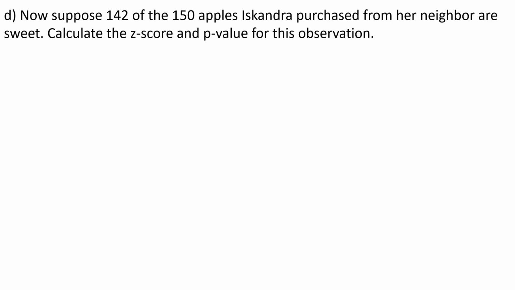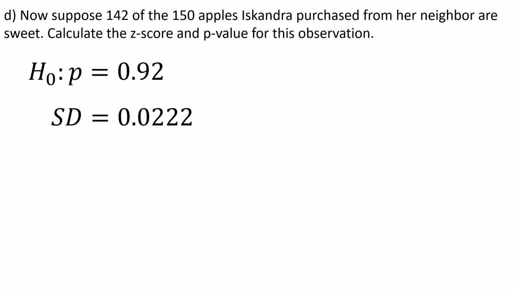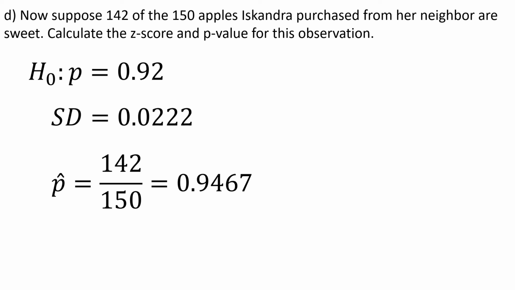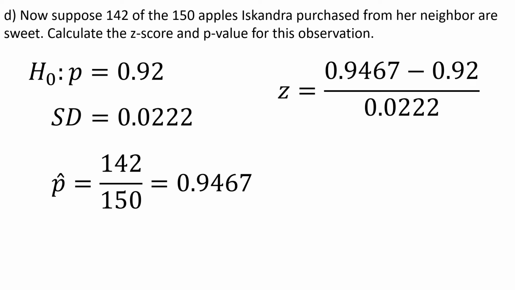Now suppose we have some data. 142 of the 150 apples that Iskandra purchased were sweet. We're going to calculate a z-score and a p-value. So remembering the null hypothesis gives the mean, and we just calculated the standard deviation. That allows us to standardize p hat. So p hat itself is 0.9467. And then standardizing, we take p hat minus the mean divided by the standard deviation. We get 1.20 standard deviations.